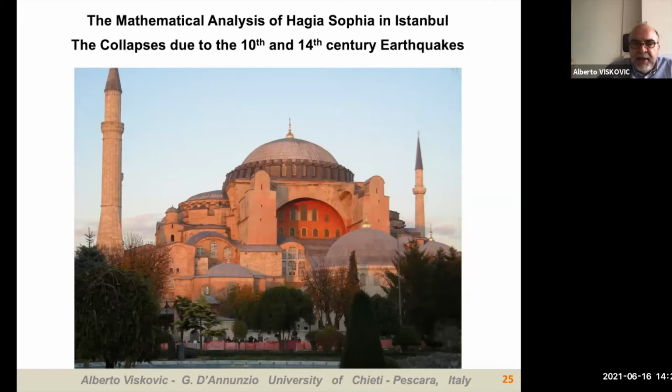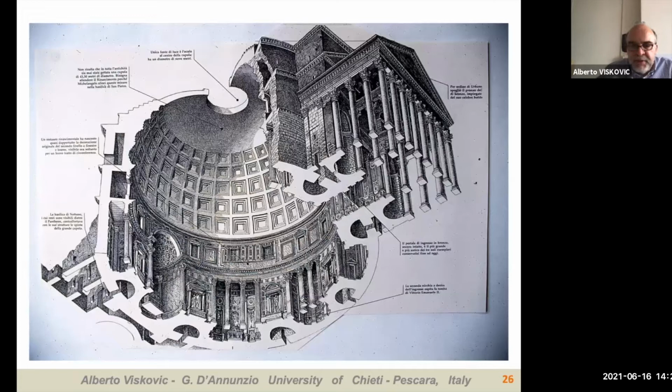We have to take into account that all the main domes of the past are based on the reference of the Pantheon. The Pantheon is a very good structure with a very good structural behavior. So in the past, every time they wanted to build very big domes, they took the Pantheon as a reference. So the diameter of 43 meters of the Pantheon is the reference for Hagia Sophia, for Santa Maria del Fiore in Florence, built by Brunelleschi, and also for St. Peter in Rome, built by Michelangelo. Every time there is this diameter of about 43 meters.